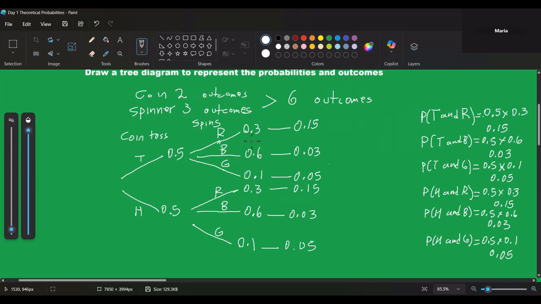Now you can be asked questions like, which is the most likely result? What would you say here? The tail and the red, and the head and the red. Very good. This is the most likely result. Indeed, so you can answer various questions.